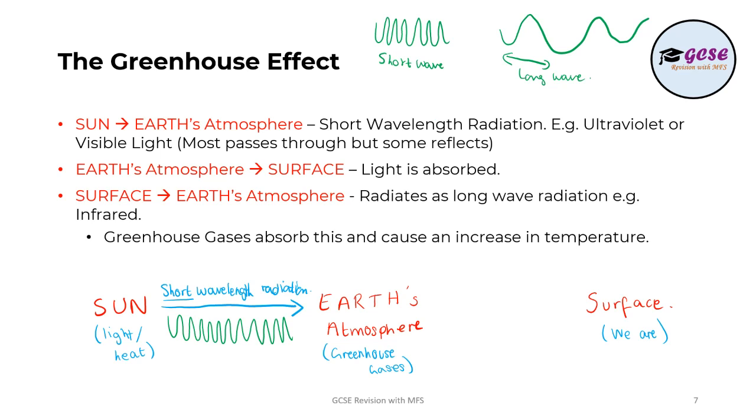Now the key point you need to know is that the sun emits shortwave radiation to the Earth. Examples include ultraviolet or visible light. You need to know these examples: ultraviolet or visible light. So we've got two examples there.